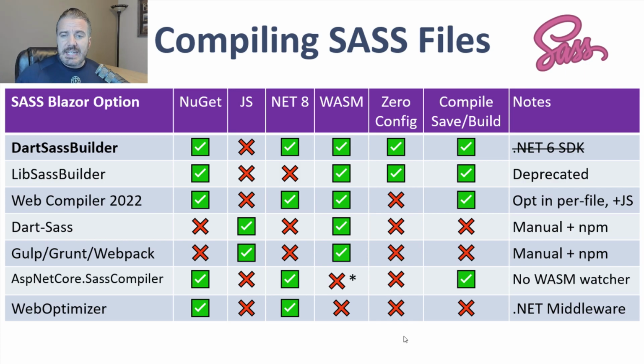So putting all that together, the best solution I've found at this time is Dart Sass Builder, which is a NuGet package that is up to date. I have that note there. It used to require the .NET 6 SDK, which was an additional package that was semi-undesired if you were running .NET 8, but it has since been updated. So it does target .NET 8, and that's what we'll use. Let's take a look at getting that set up.